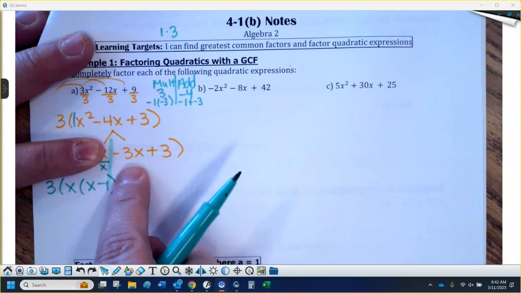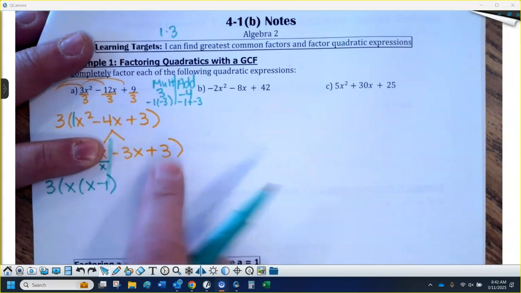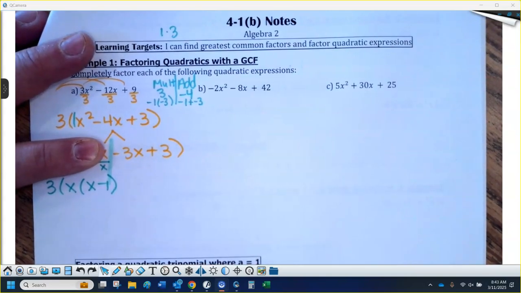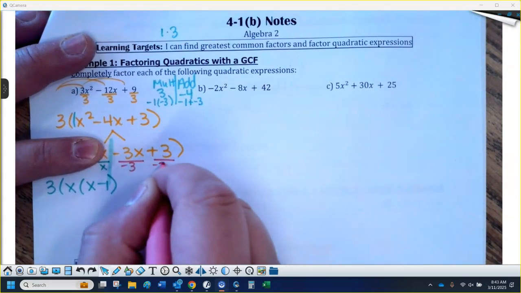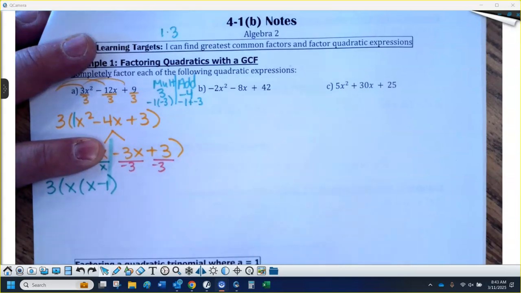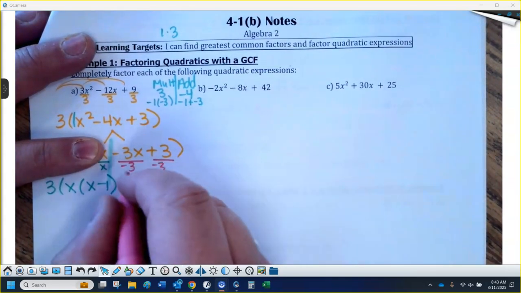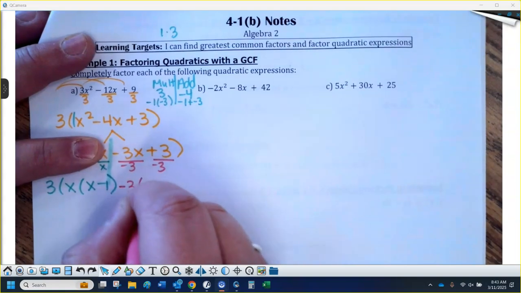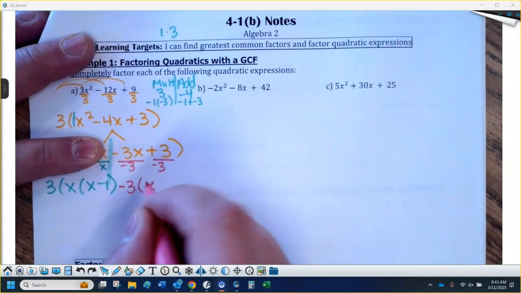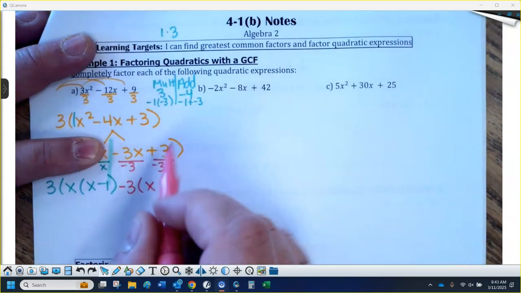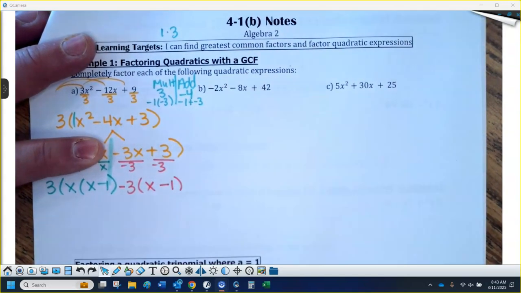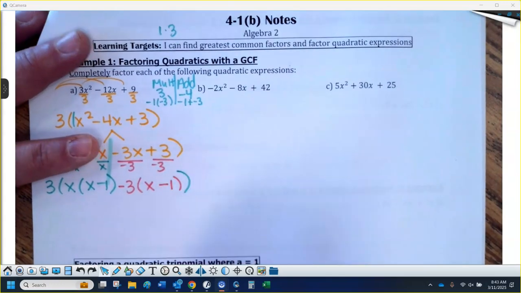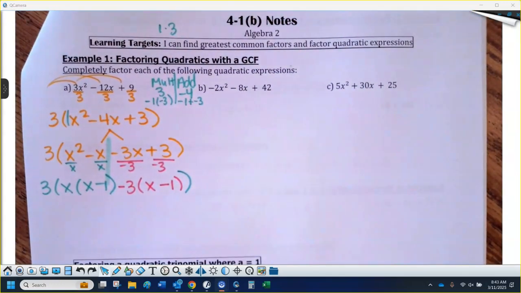So these terms, you got negative 3x and 3. Both of those numbers, let me grab a different color, are divisible by 3, but I want to take it out as a negative 3. Because if I do that, that'll make that first term positive, which is what you want in the parentheses. So I'm going to write minus 3, and then left over, this first term would become positive x, that's what I want, and then 3 divided by negative 3 is negative 1.